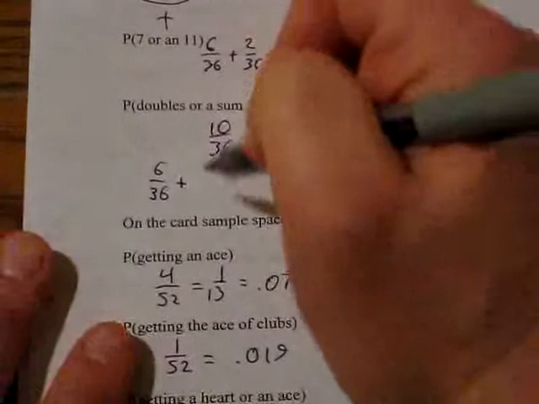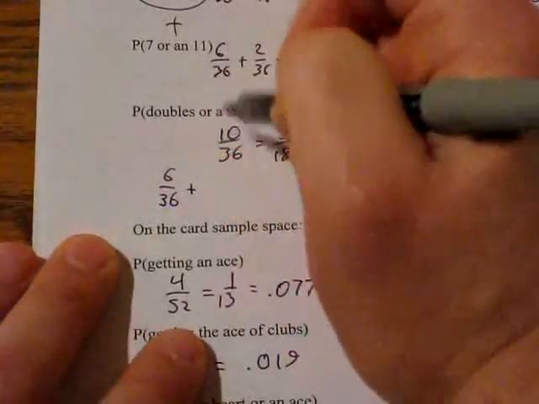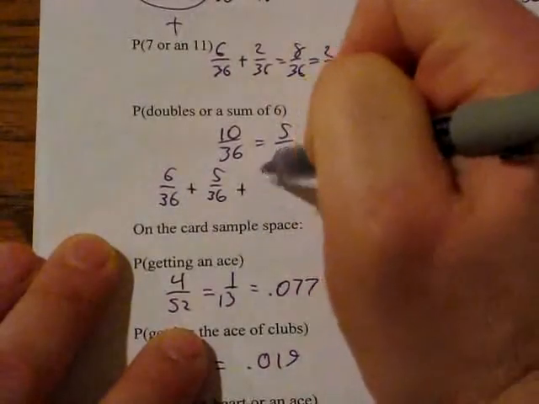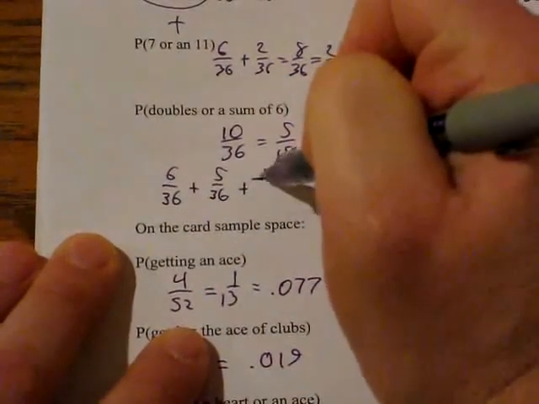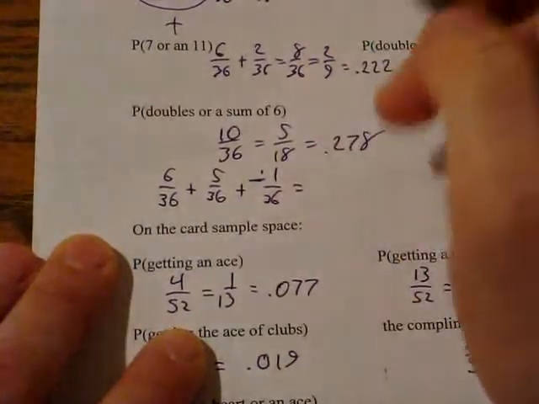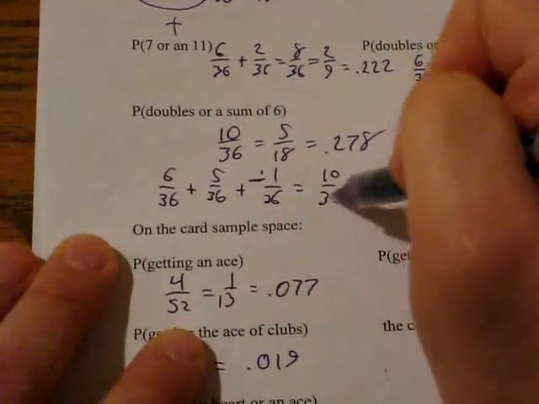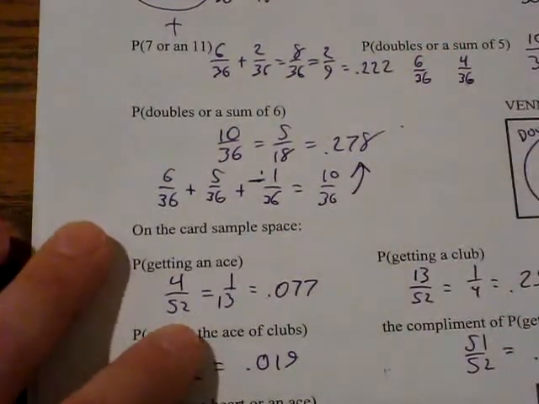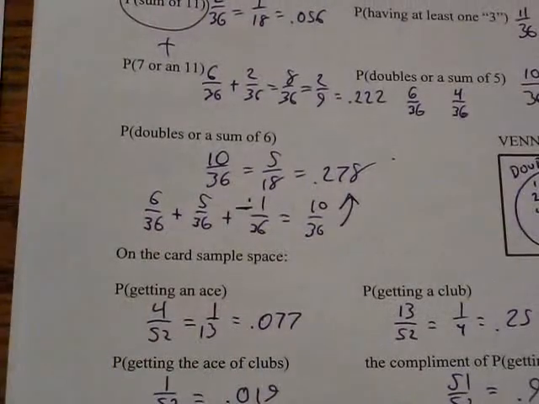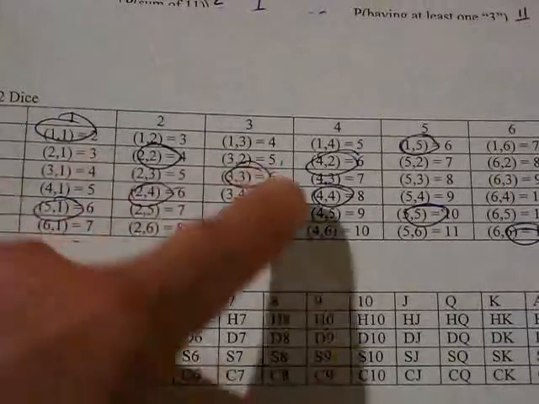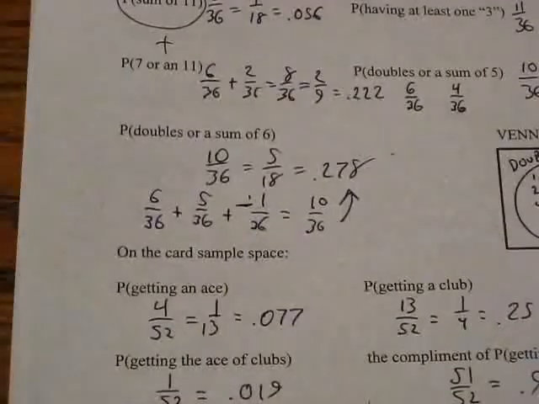overlap. So 6 out of 36 for my doubles. We've got 5 out of 36 for my sums of 6s. And then 1, we're going to subtract, sorry, I made a plus negative there, 1 out of 36 for my overlap, which makes a total of 10 out of 36, which breaks it down to 5/18 or 278 thousandths. Now, another way you could do that, if you're having trouble with the formula, is to just count the circles. And you'll notice I have 10 circles there. Just don't double count this one to make 11.